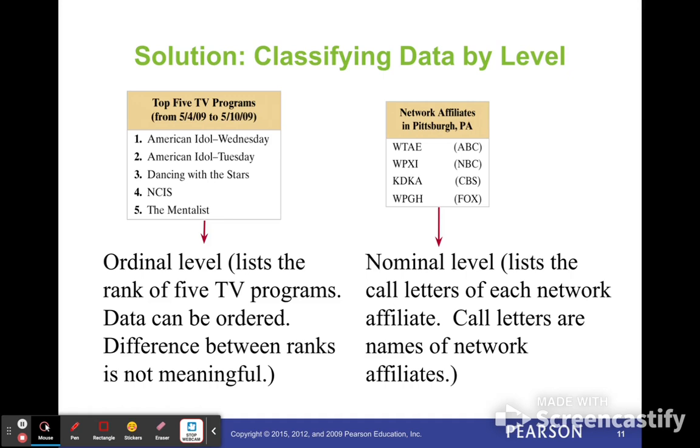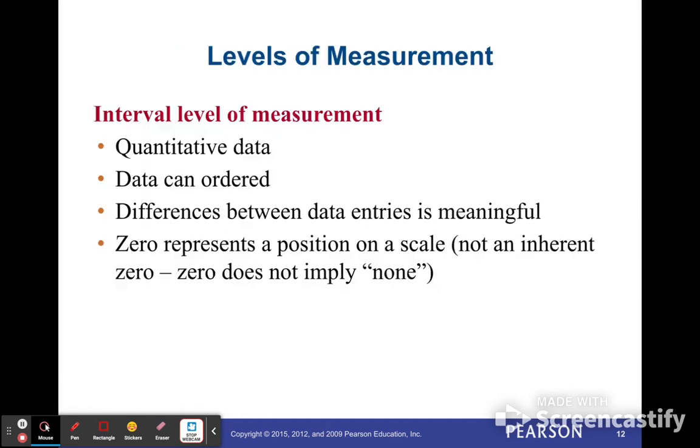Now, next, we have the third one, which is interval level of measurement. Again, the last two are both quantitative. So this is strictly quantitative data. Data can be ordered. Differences between data entries is what? Meaningful. Which means you can make differences.